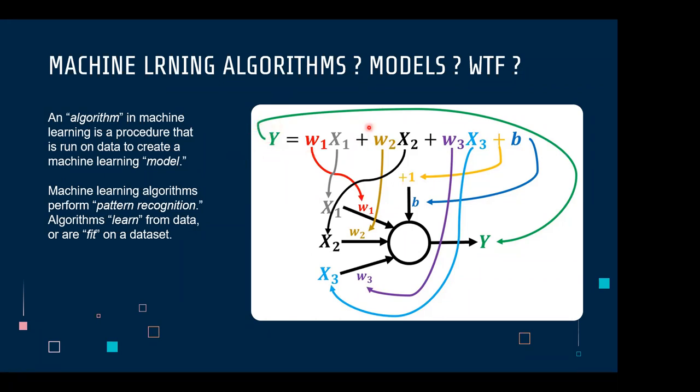If we take the first case, let's assume this is y equals mx, m is w1 and x is x1. So first of all, we have kind of a data for y, and then we have a set of data for x.